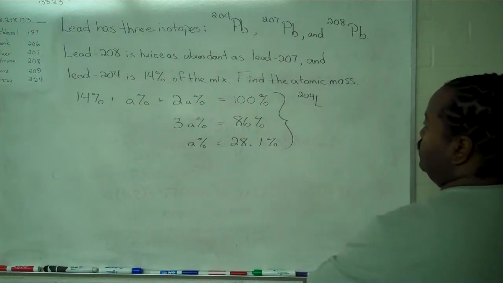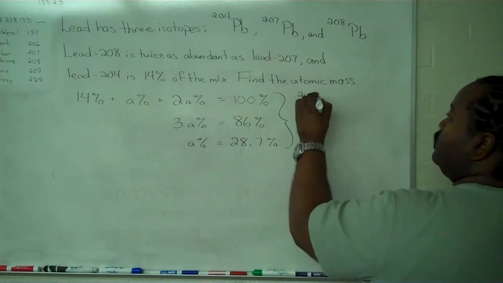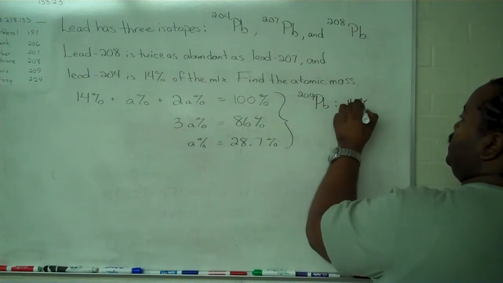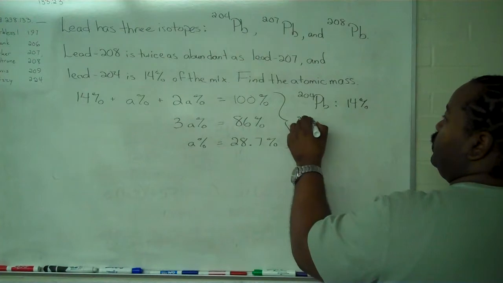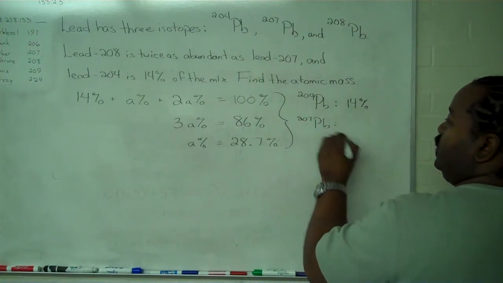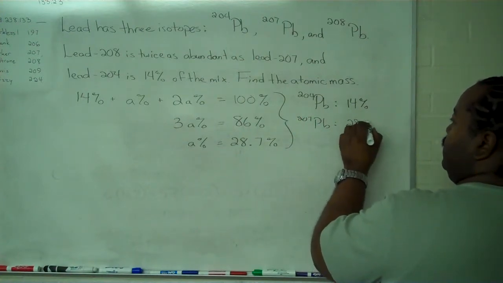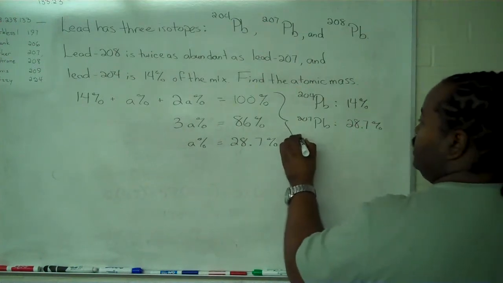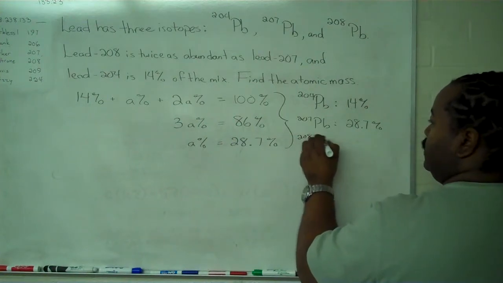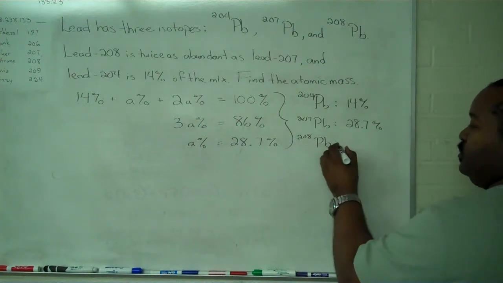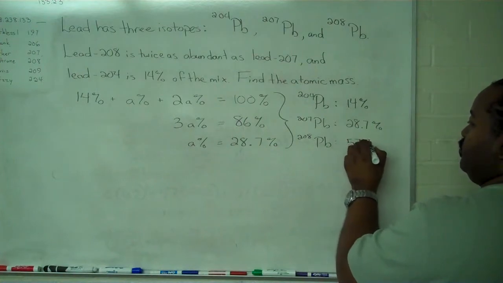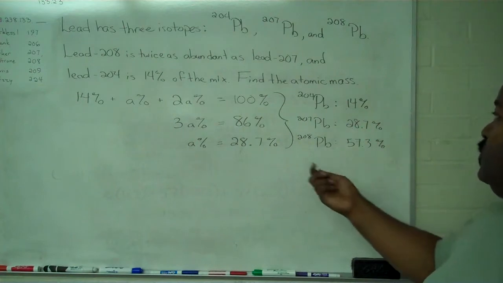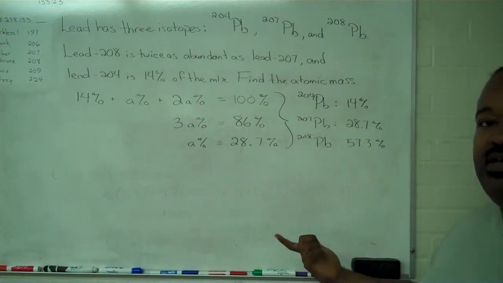For lead 204, we were told 14%. For lead 207, we calculated 28.7%. And for lead 208, this has to be the remainder, 57.3%. So now that we have our relative abundances, we can take the masses and multiply that by the percentages to get our total.